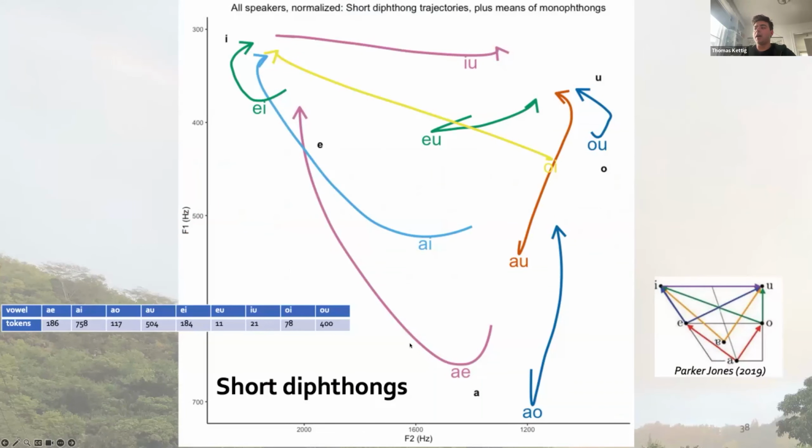When we look at the speech of these 8 old native speakers, we do indeed see that our A does what Parker Jones said it should. It starts right around where the monophthong A is, and this pink line, this trajectory, ends right around where E is. So perfect. Our A is behaving as expected. Our AO doesn't get as far as the O necessarily, but it does start pretty low down near where the A monophthong is, and it goes up toward O.